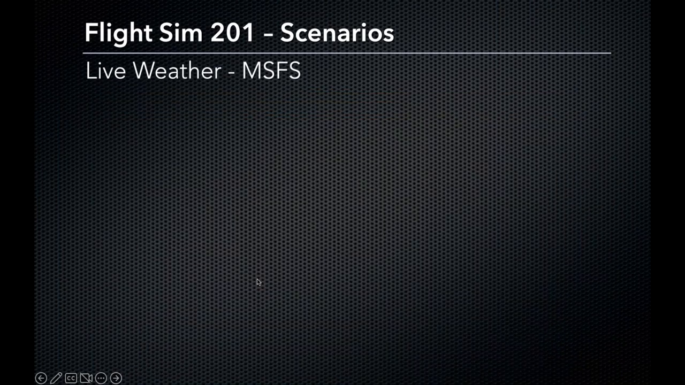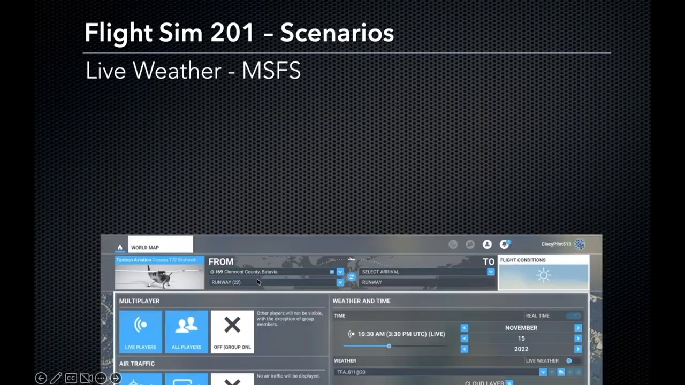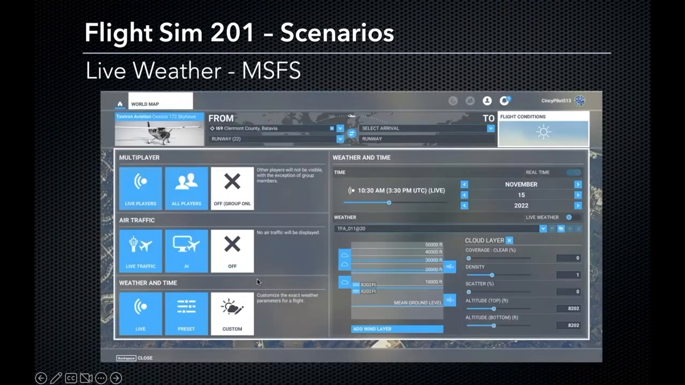Let's move into live weather. Microsoft Flight Sim: as you are on the world map page, you've picked up your aircraft, you've picked up your location, you'll see in the weather or flight conditions page, we can get into all those granular details on the right half of the page: the time of the year, the time of the day, winds, clouds, all the above.